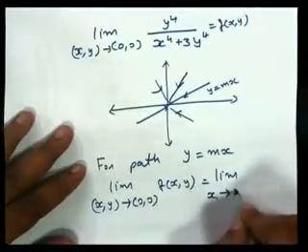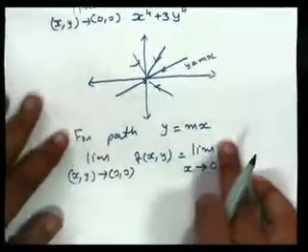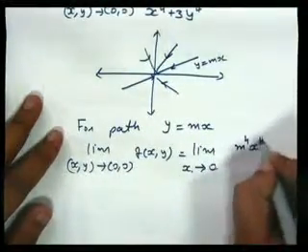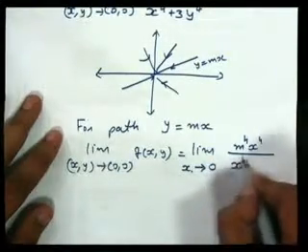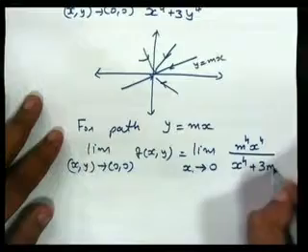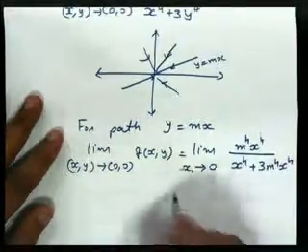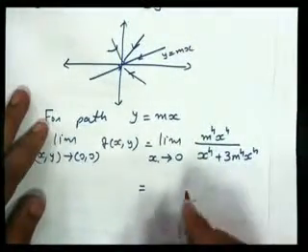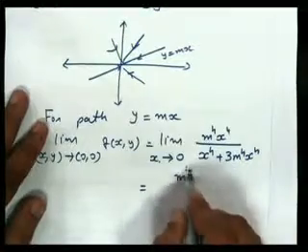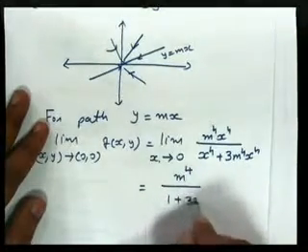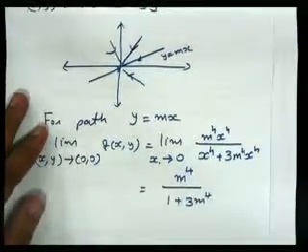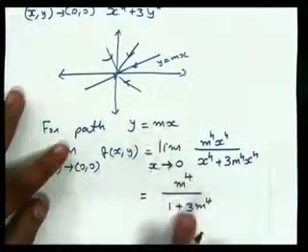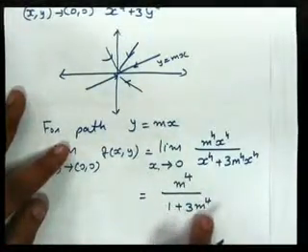This is equal to the limit as x tends to 0, replacing y = mx in this expression. We get m⁴x⁴ / (x⁴ + 3m⁴x⁴). From this we can cancel x⁴ from the numerator and denominator. The limit is equal to m⁴ / (1 + 3m⁴). So for any path y = mx, the limit of this is m⁴ / (1 + 3m⁴).